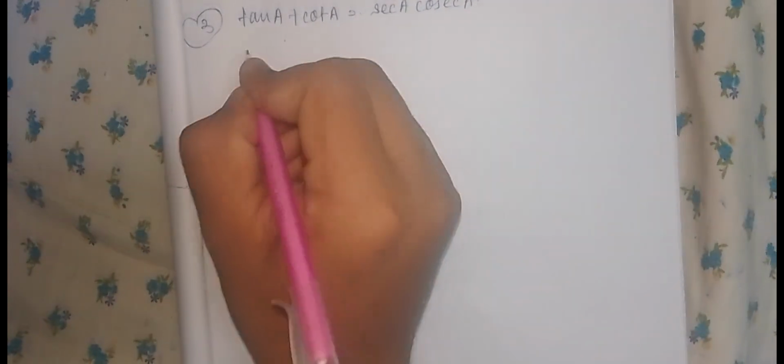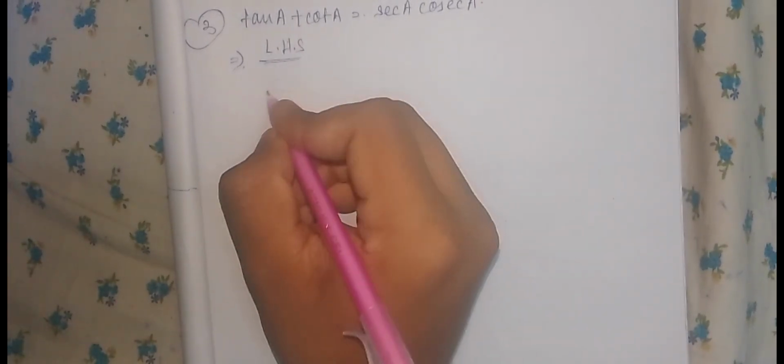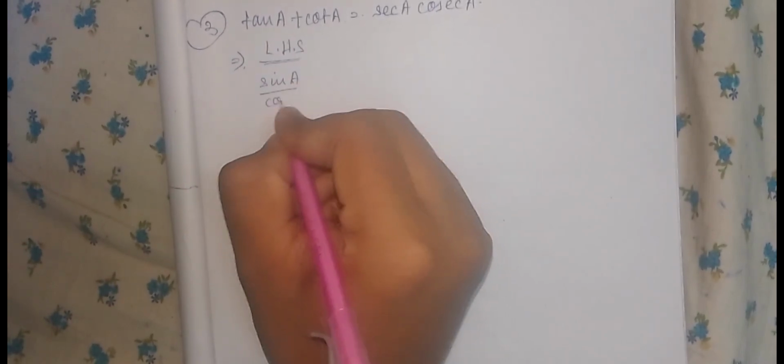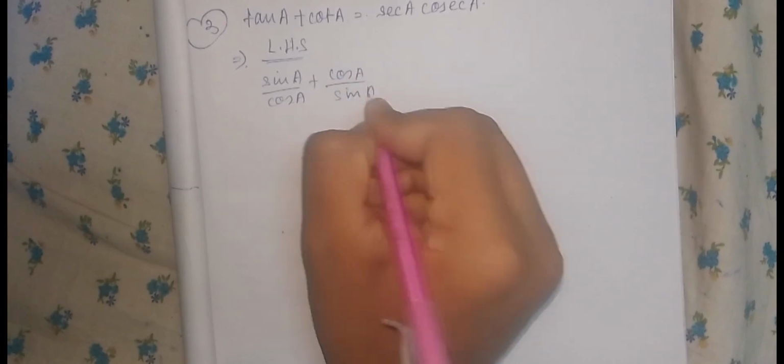We will move on to our third sum, that is tan A plus cot A equals sec A cosec A, where we will solve the left hand side first. To get this value we will break tan into sin and cos, sin A by cos A, and cot into cos A by sin A. Therefore we will get sin A by cos A plus cos A by sin A.